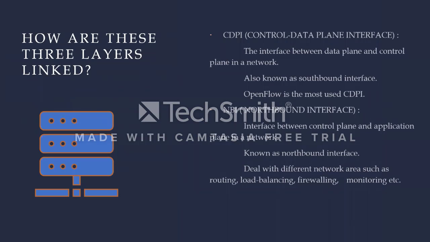So how are these three layers linked? Looking at the CDPI, the control data plane interface, it is the interface between the data plane and control plane. It is also called the southbound interface, and it controls all the forwarding operations. It has the capability of advertisement, statistic reporting, and event notification. One such example of CDPI is OpenFlow.